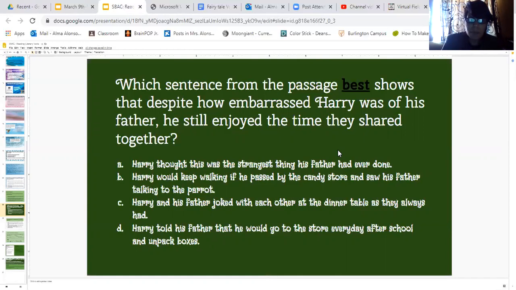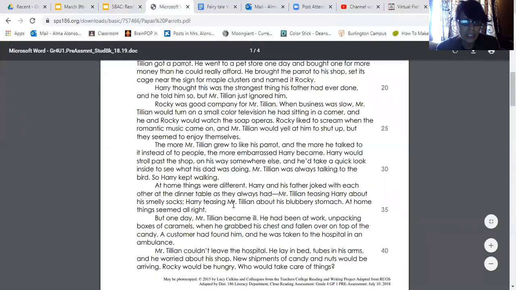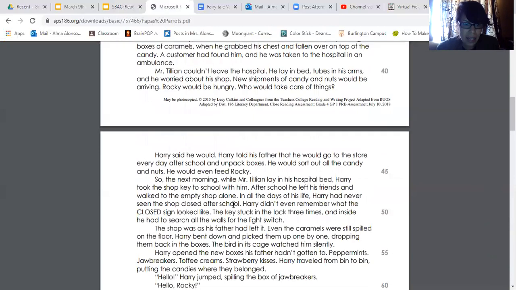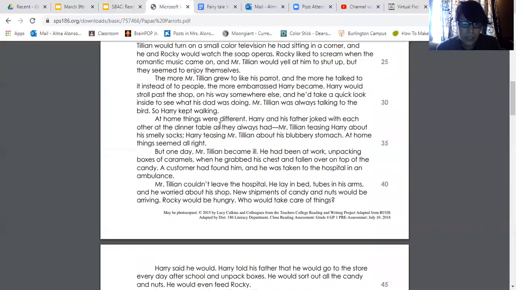Okay, guys. If you selected letter C, Harry and his father joked with each other at the dinner table as they always had, that is the correct answer. I'm going to go back to the passage, the text as evidence, and show you. At home, things were different. Harry and his father joked with each other at the dinner table as they always had. Mr. Tillion teased Harry about his smelly socks. Harry teased Mr. Tillion about his blueberry stomach. At home, things seemed all right.